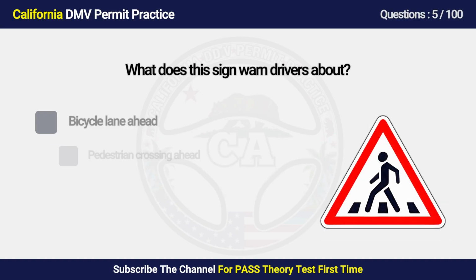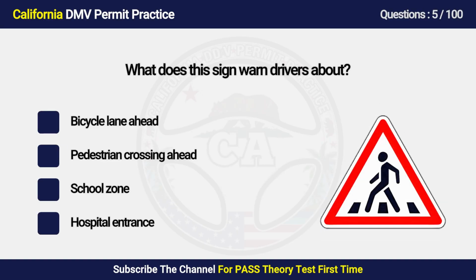Question 5. What does this sign warn drivers about? A. Bicycle lane ahead. B. Pedestrian crossing ahead. C. School zone. D. Hospital entrance.